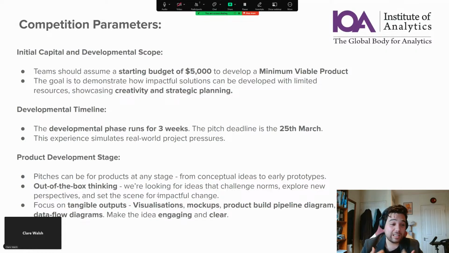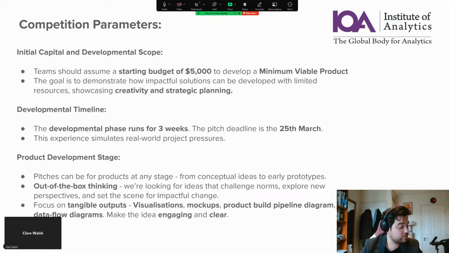3 weeks is generally a lot of pressure to come up with an idea and pitch it in a good way. This is a fairly high pressure environment, which does simulate real world projects quite well. In terms of the product development stage, where you're pitching your product, whether it's just an idea, a minimum viable product, or even a prototype, that is completely up to you. It depends on the products that you have and at what level you want to pitch it.